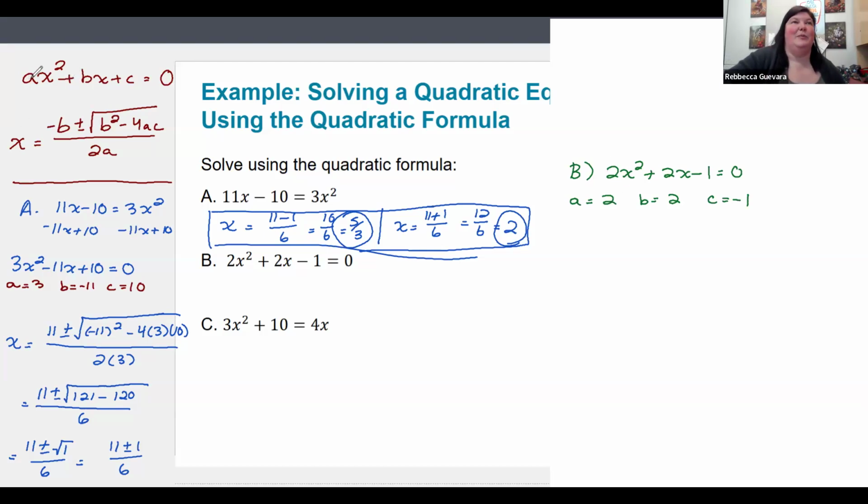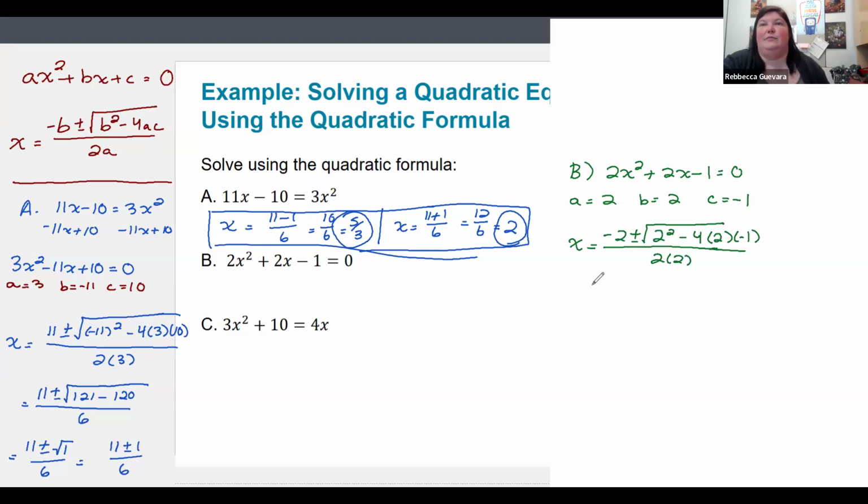Remember, a comes from the x squared, b is from the x, and c is the constant. So we use the quadratic formula again. Minus b, that's minus 2, plus or minus the square root of b squared, which is 2 squared, minus 4 times a, which is 2, and c, which is negative 1, divided by 2a, and a is 2.